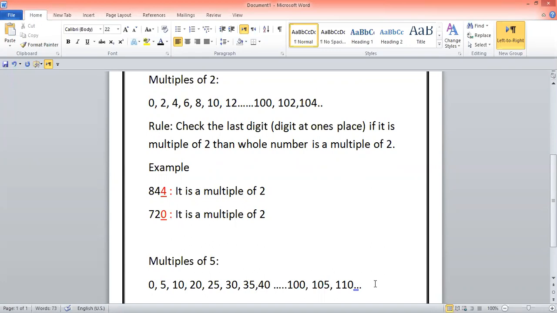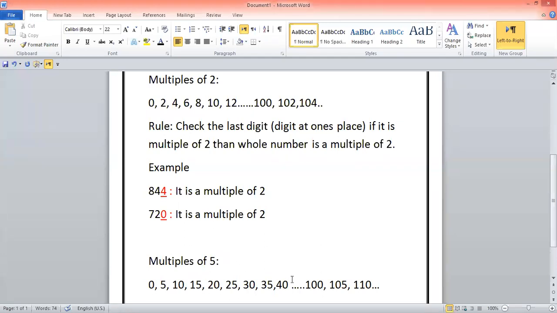Multiples of 5 are the numbers which come in the table of 5: 0, 5, 10, sorry, I missed 15. 15, 20, 25, 30, 35, 40, and so on. You know that the numbers which come in the table of 5 are multiples of 5, or the numbers that are divisible by 5, these are multiples of 5.